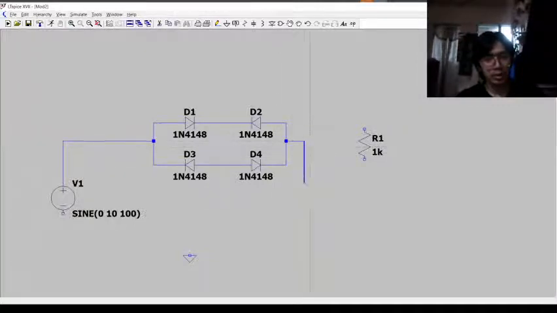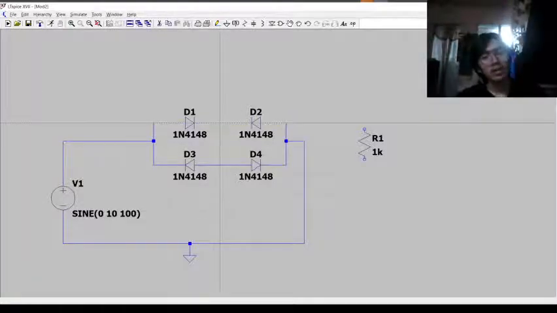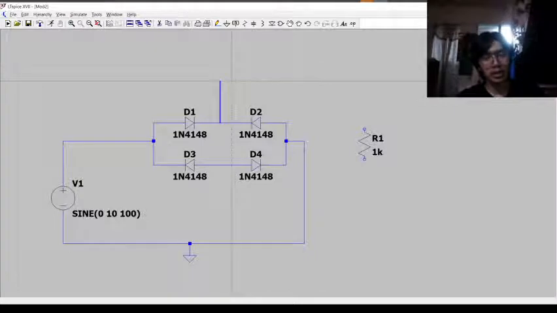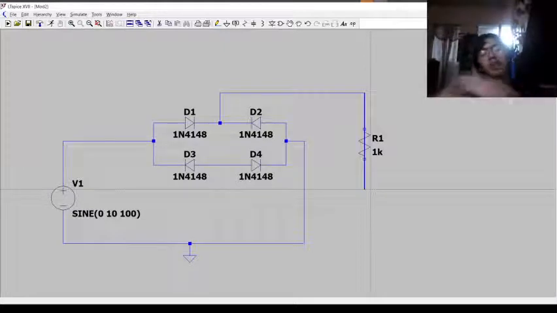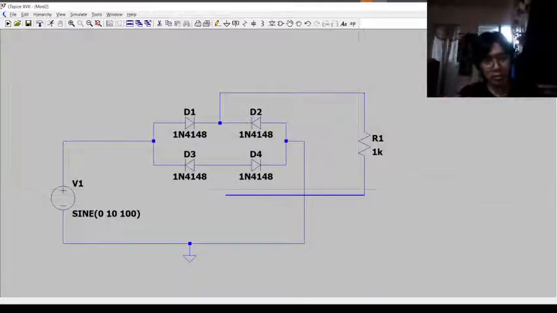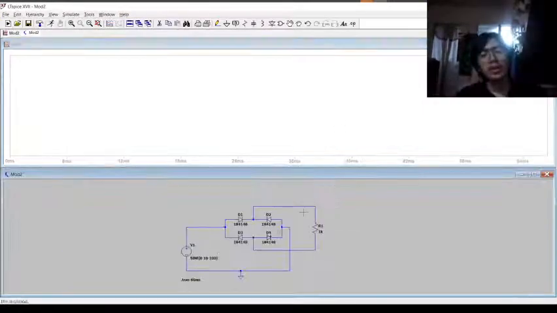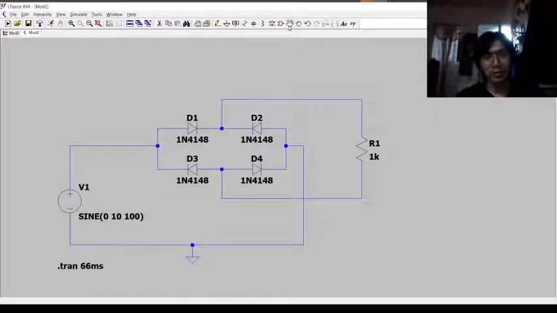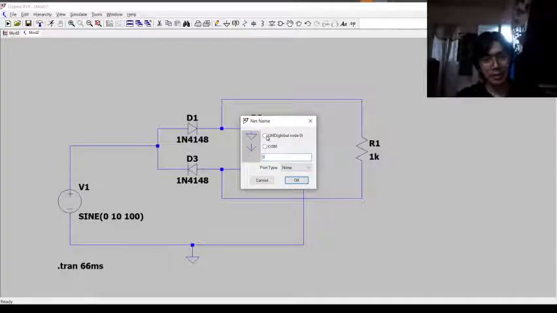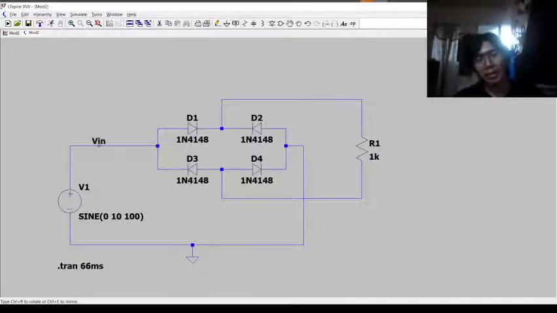So this side is connected to the ground, and the name bridge type rectifier is because it looks like a bridge when connecting a load. So it is connected like this. And then in order to simulate, we have our stop time at 66 milliseconds. And now, of course, for better representation, we will need a label.